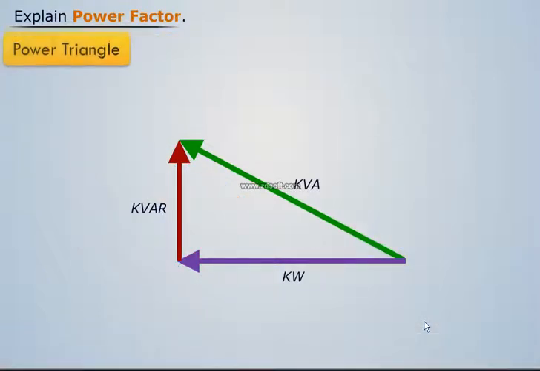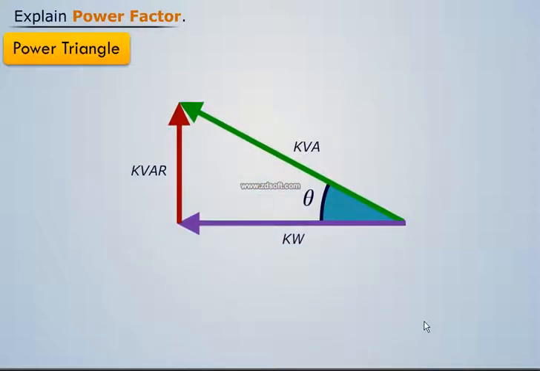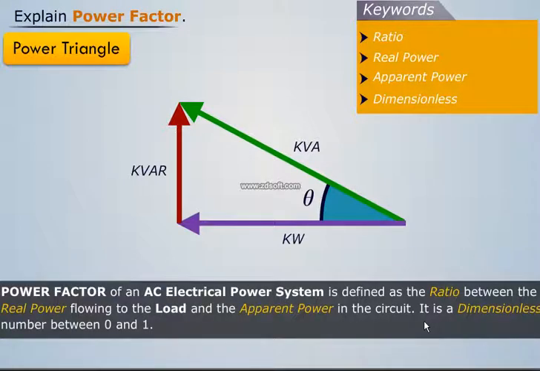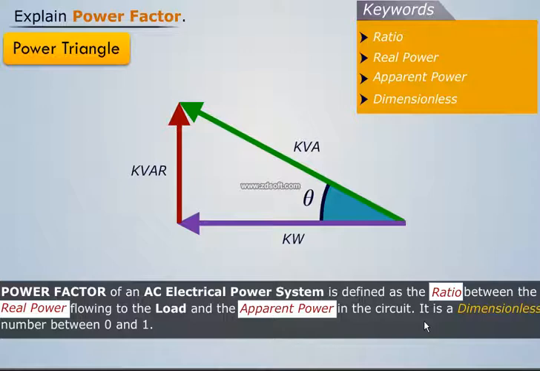As we can see, the power triangle illustrates the relationship between kW, kVA, kVAR and power factor. Angle theta of this power triangle graphically indicates the ratio between the working power and the apparent power. Thus, power factor of an AC electrical power system is the ratio between the real power flowing to the load and the apparent power in the circuit. It is a dimensionless number between 0 and 1.